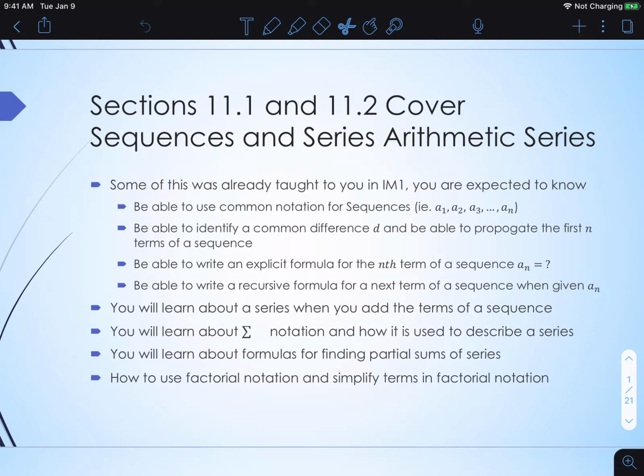You will learn about a series, and be able to add the terms of a sequence to make that series. You'll learn about something called sigma notation, so you'll see that Greek letter sigma, and we're going to be using that Greek letter as a frame to show how to describe a series. You'll also learn about formulas and finding partial sums of series, and you'll use factorial notation and simplify terms in factorial notation.